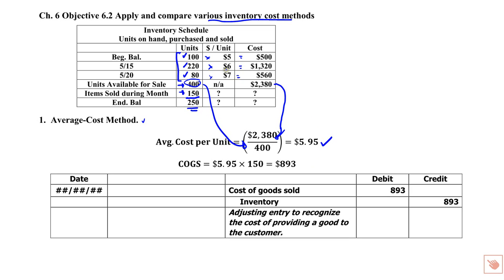And that kind of makes sense. You have 80 below, 100 above. Most of them are around 6, but you have more at 5 than you do at 7. So the fact that it's a little below 6 is reasonable. That's $595. Now you sold 150 units, multiplied by that average cost, it's $893. Cost of goods sold, $893. Inventory, reduce it by $893.